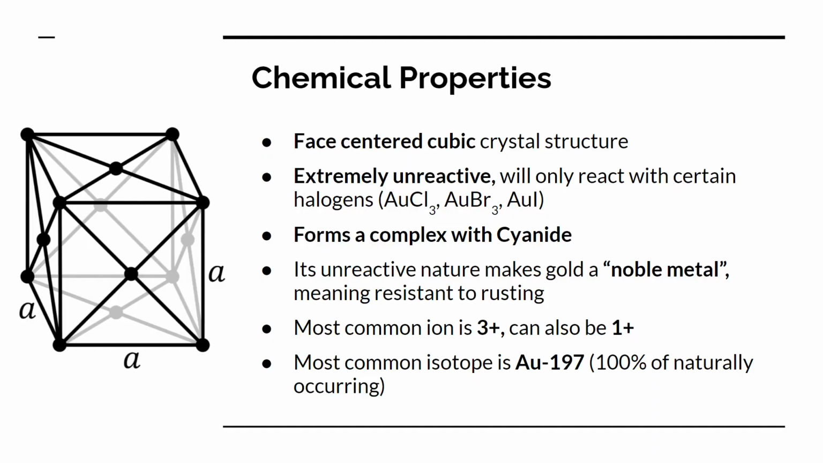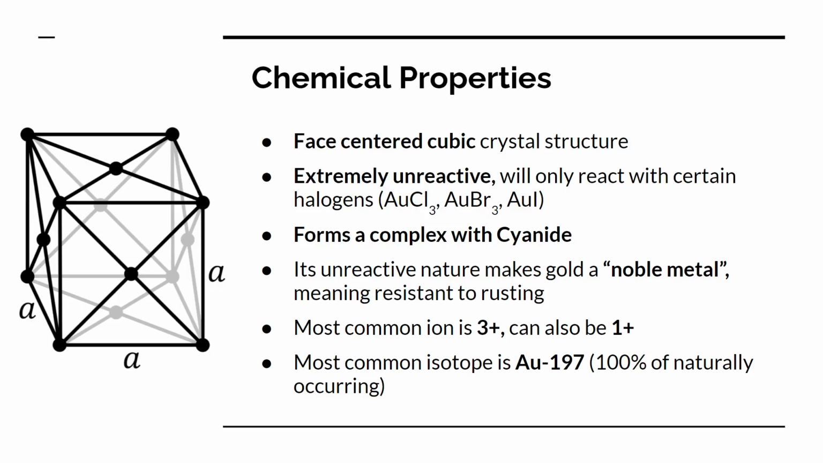Now, to start us off with the chemical properties of gold, we have a face-centered cubic crystal structure for gold. Now, this means that for each unit cell of gold, there will be 4 atoms of gold. Now, why we care about gold compared to other metals is that it's extremely unreactive. It will only react with certain halogens, which are chlorine, bromine, and iodine. And it also forms a complex with cyanide. And these are the only 4 reactions that can occur with gold.